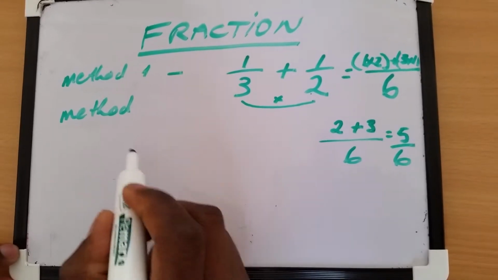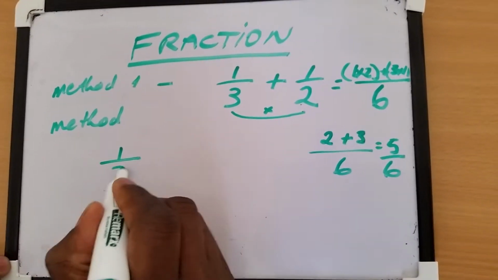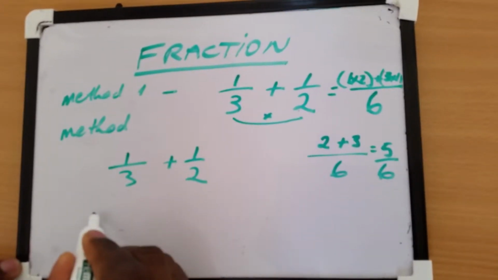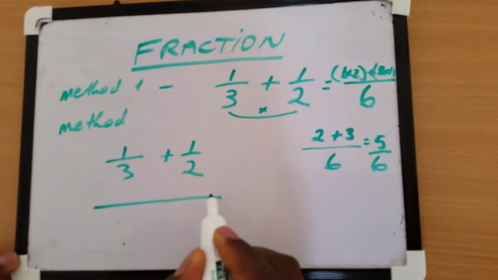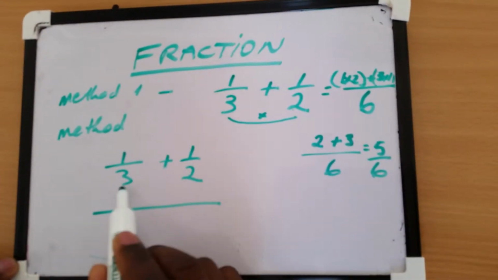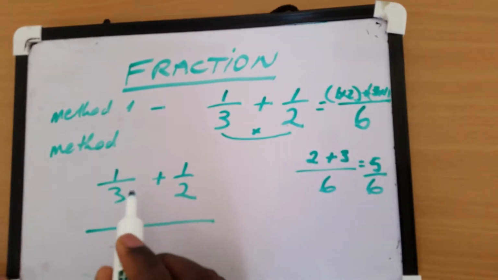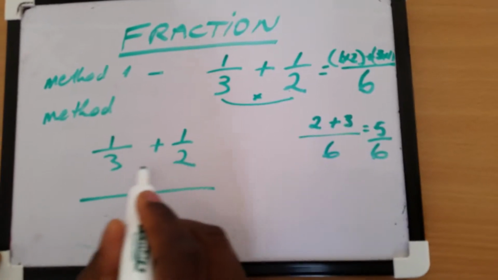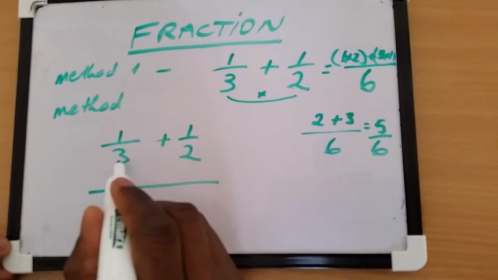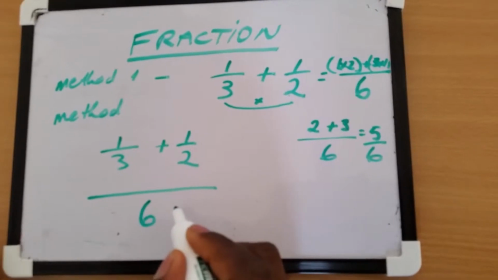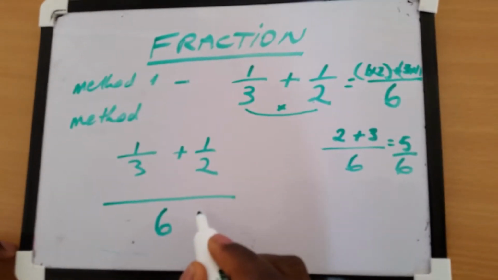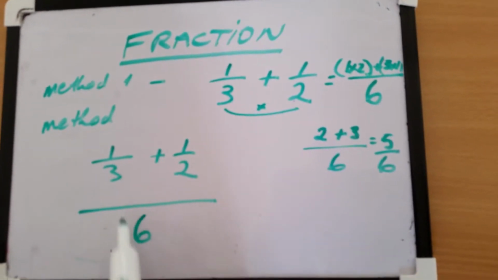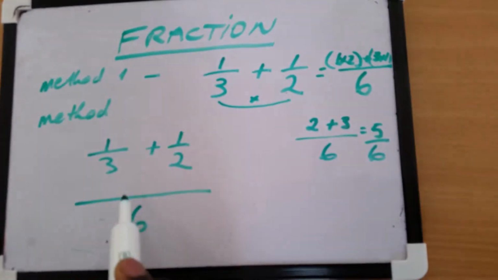The second method is more conventional. If we have 1 over 3 plus 1 over 2, we could draw a line under that, and then find the new common denominator, which is the lowest common multiple between 3 and 2, which in most cases we could just multiply. So the lowest common multiple for 3 and 2 is 6, which is also known as the lowest common denominator.